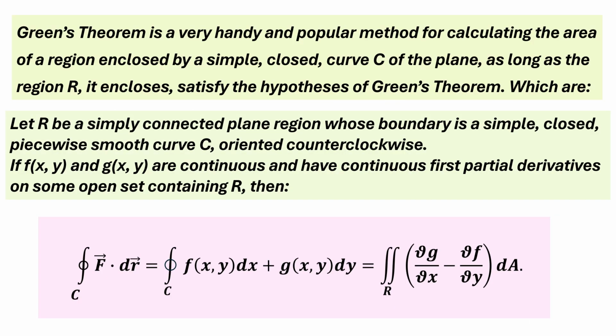Green's theorem is a very handy and popular method for calculating the area of a region enclosed by a simple, closed curve C of the plane, as long as the region R it encloses satisfies the hypotheses of Green's theorem. Which are: let R be a simply connected plane region whose boundary is a simple, closed, piecewise smooth curve C oriented counterclockwise. If f(x,y) and g(x,y) are continuous and have continuous first partial derivatives on some open set containing R, then. And below we can see Green's theorem representation.